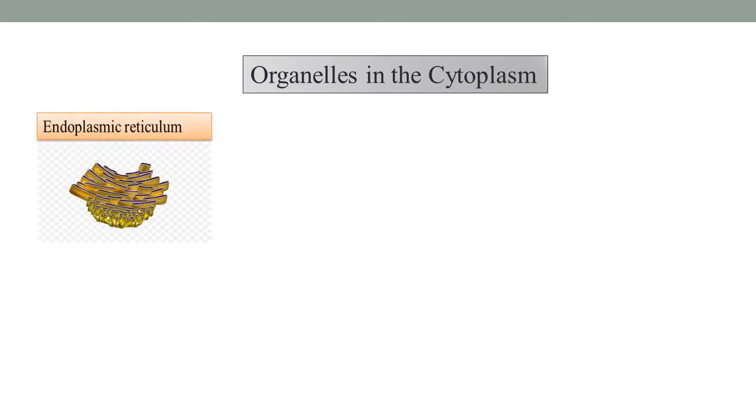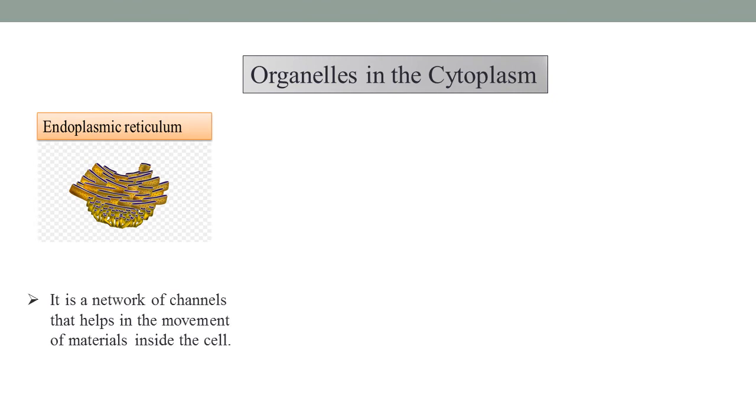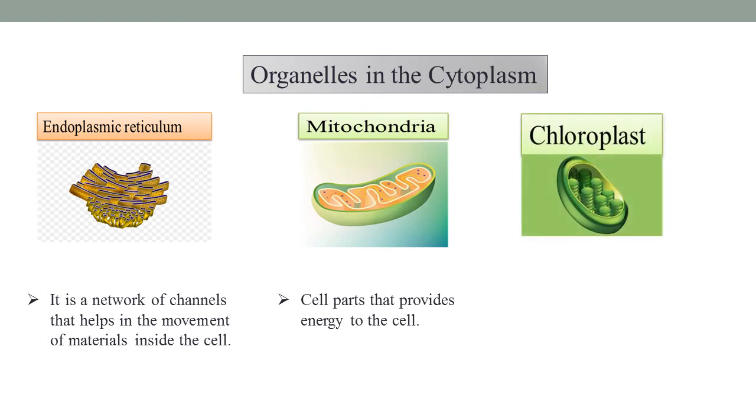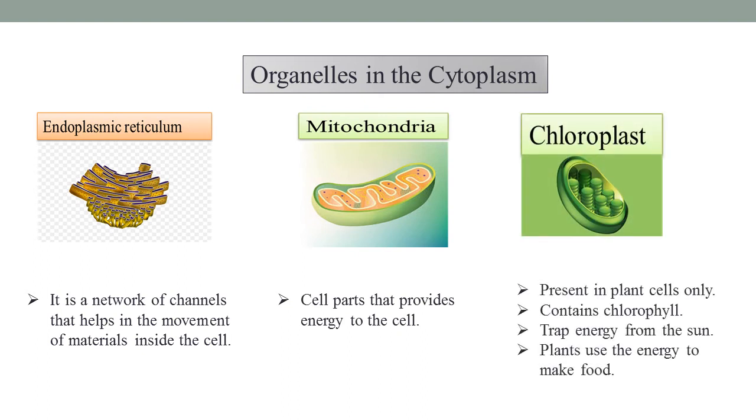Now we will discuss about the organelles that are present in cytoplasm. Number 1, endoplasmic reticulum. It is a network of channels that helps in the movement of materials inside the cell. Mitochondria. Mitochondria are also known as the powerhouses of the cell. They provide energy to the cell. Chloroplast. Chloroplast is present only in plant cells. It contains chlorophyll that traps energy from the sun. Plants use this energy to make food in a process known as photosynthesis.